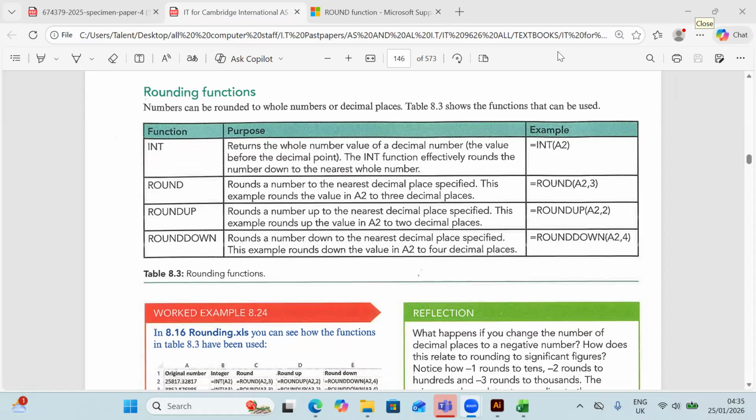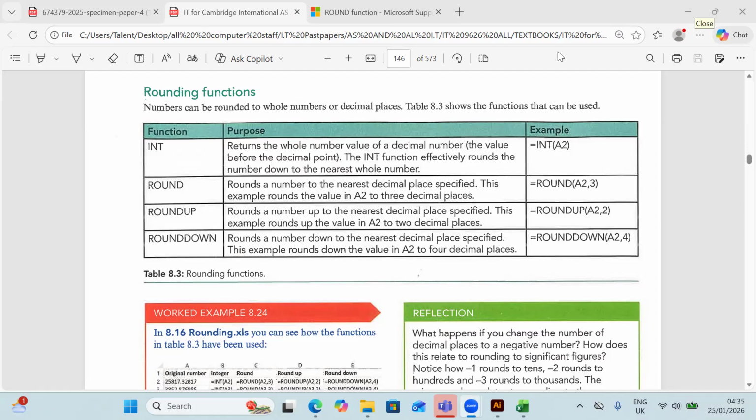So rounding functions. Numbers can be rounded to whole numbers or decimal places. So we are looking at this table 8.3, which is taking us through these four different rounding functions.